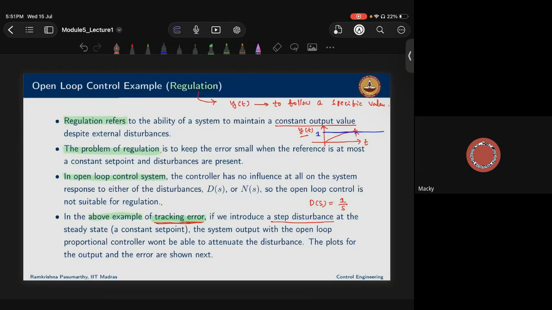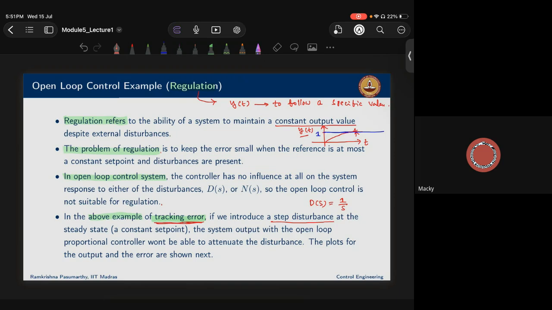What do you see here now? So the regulation can be defined as the ability of the system to maintain this constant output value of 1. Clear? So that value is always constant. We say that the regulated value of the system is 1. Is this clear?